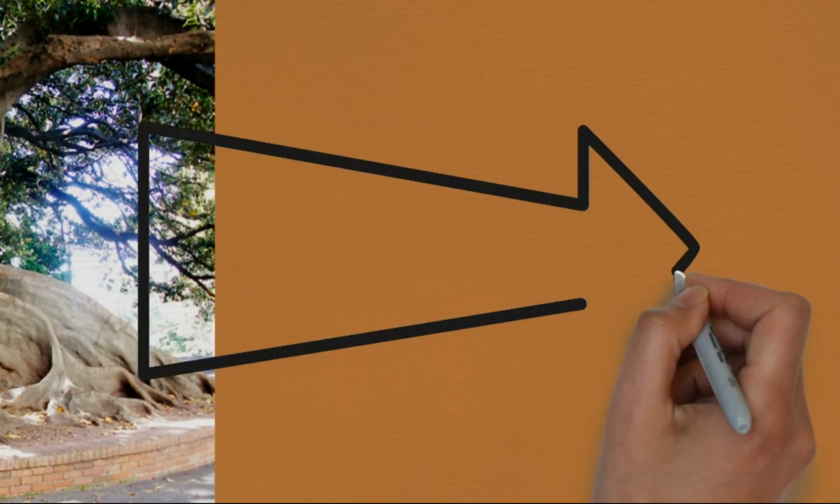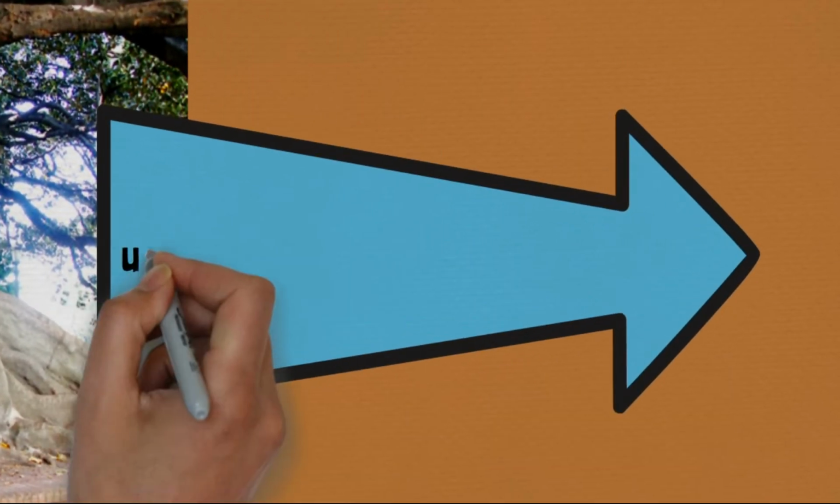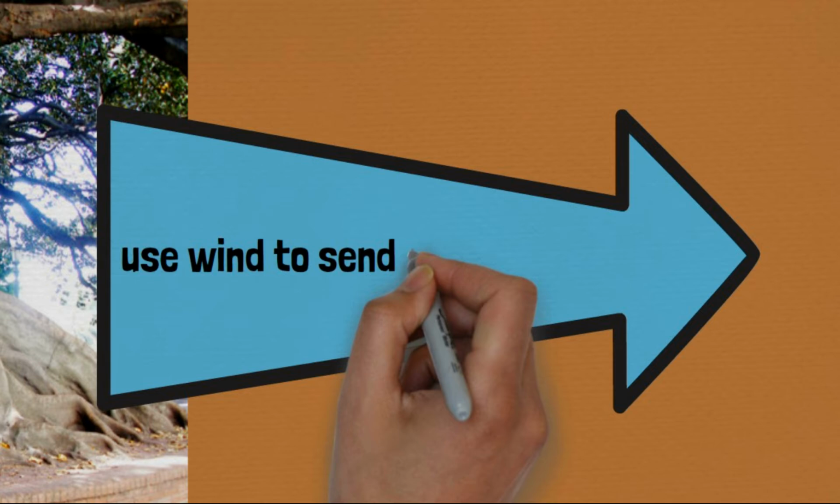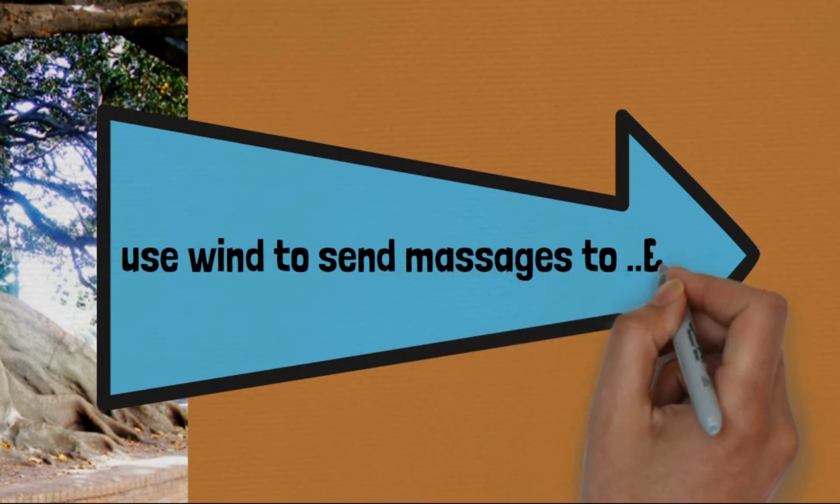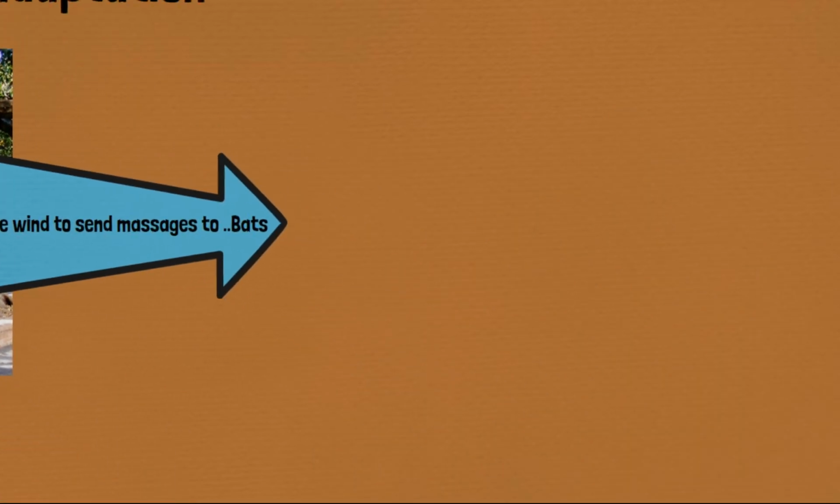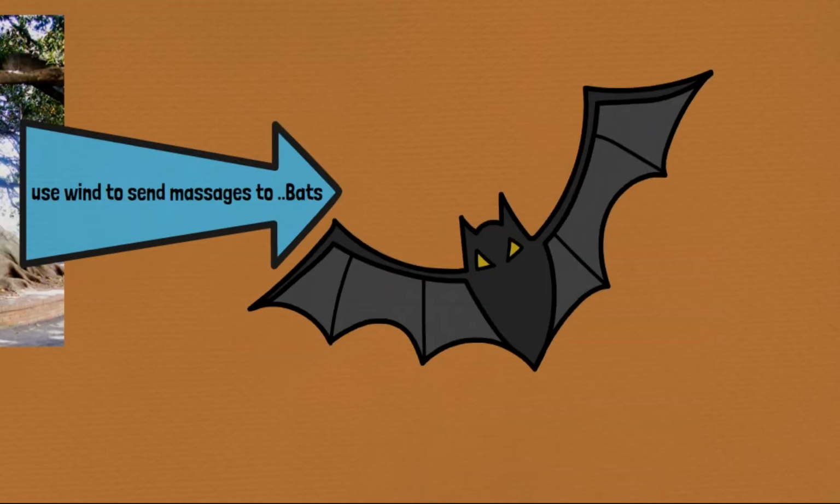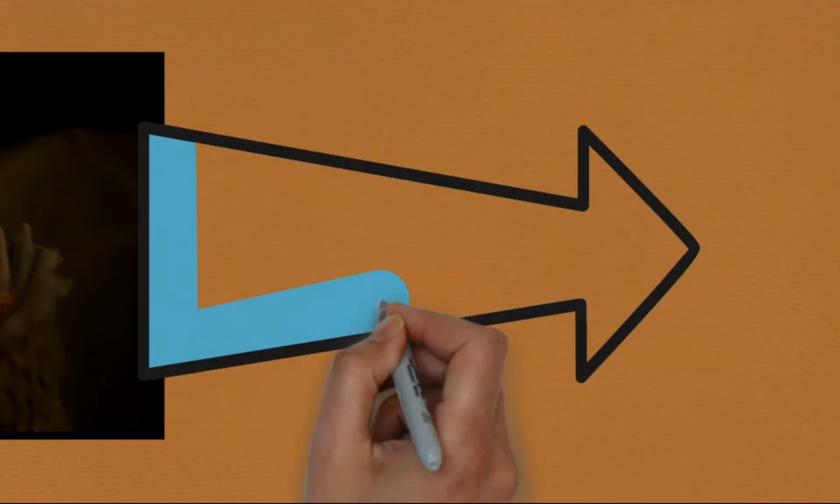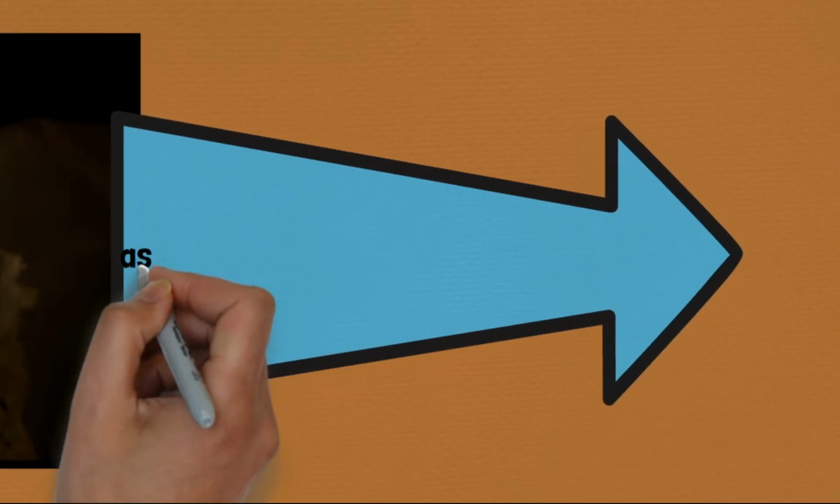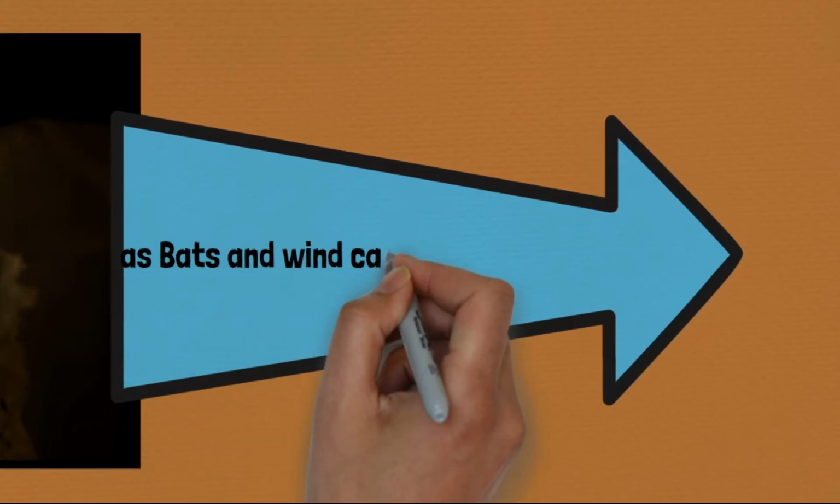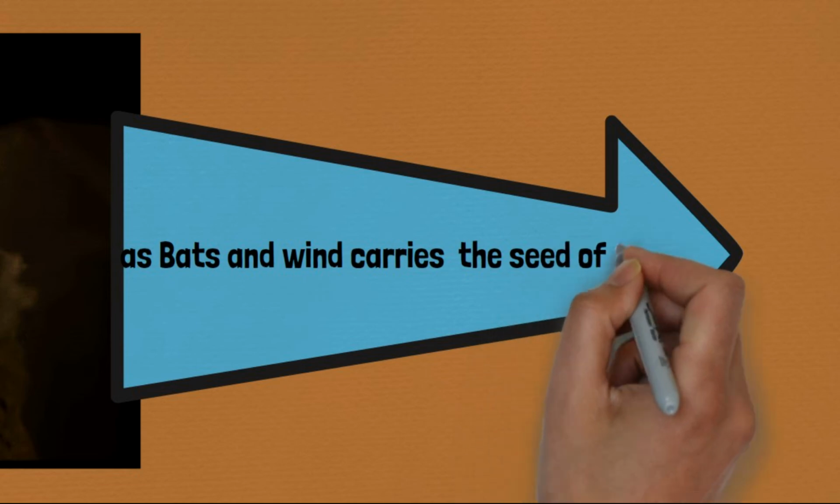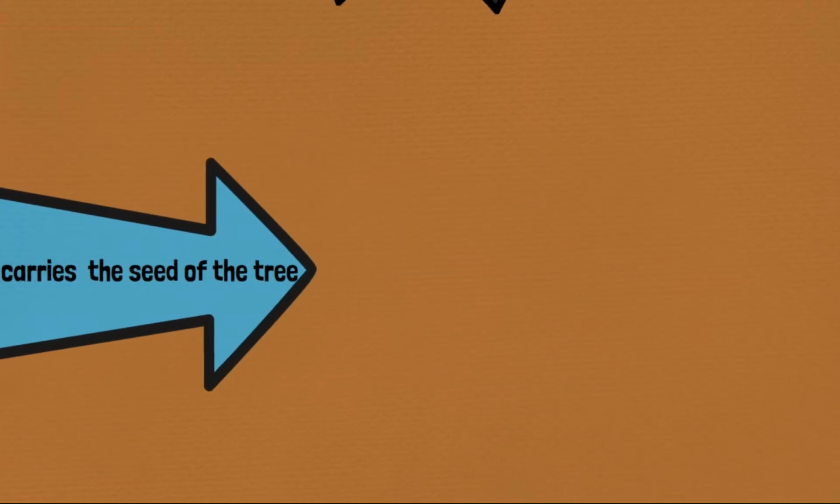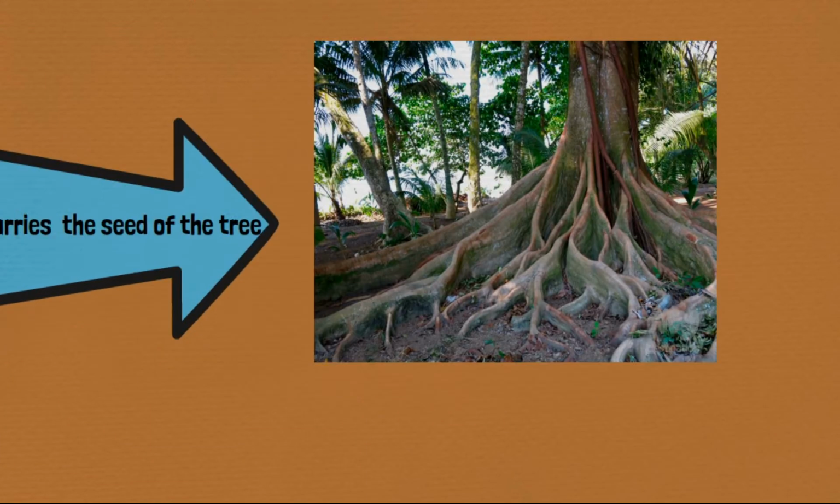Behavioral adaptation. It uses wind to send messages like the acacia tree, but the messages of the kapok tree are very strong. It sends messages to bats. So bats come and they take the seeds, the fluffy seeds of it, and they give it to another kapok tree.